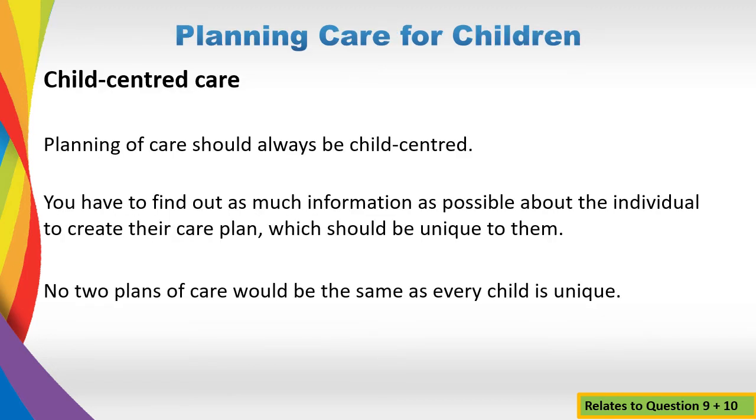This slide, you'll see at the bottom, relates to question 9 and question 10, and it's about planning care for children. So we're going to look first at child-centred care. The planning of care should always be child-centred. This means you have to find out as much information as possible about the individual to create their individual care plan, and it should be unique to them. No 2 plans of care would be the same, as every child is unique. They may have similarities, but they never will be the same because everyone is unique and individual.